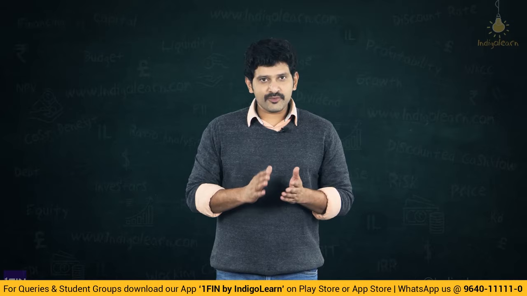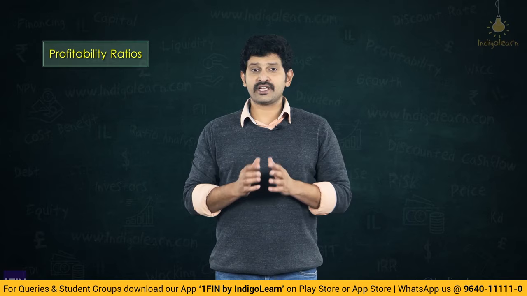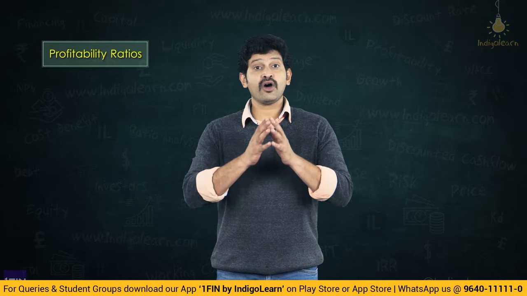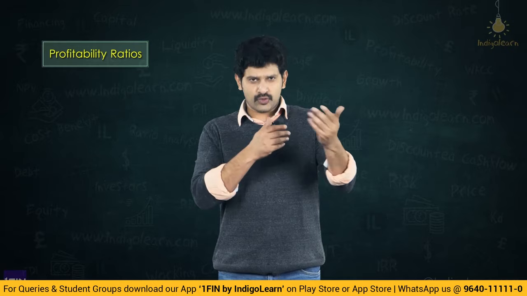Now, let us move to the next head, that is profitability ratios. Now, friends, before we get into the profitability ratios, let me tell you one important point here. Till now, right from short-term solvency ratios, long-term solvency ratios, that is capital structure ratios and the coverage ratios, as well as the turnover ratios, we have all been seeing these ratios expressed as times, either 2 is to 1 or 5 times like this.